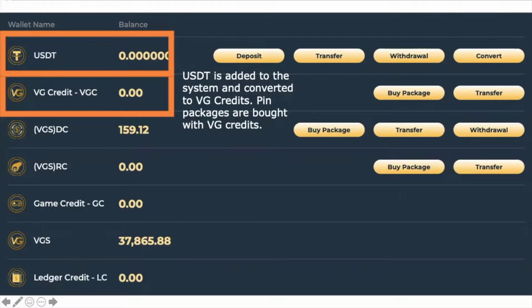Hey guys, so in this video, we're just going to quickly go over the different wallets that you see in your VGP back office.